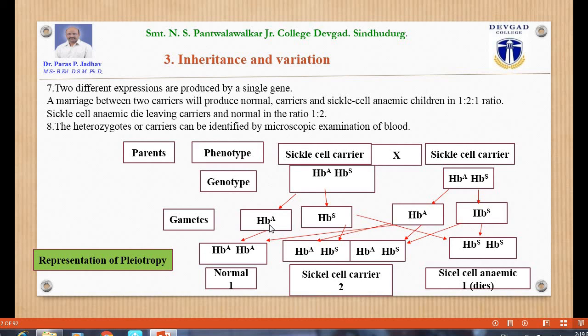Then when this gamete unites with the other gamete, the resultant offspring shows HbA, HbA genotype, and this is normal because both dominant genes are present. Then when this HbS unites with HbA, the offspring shows HbA, HbS, and this is sickle cell carrier. When this HbA unites with this HbS, the offspring shows HbA, HbS, and this is sickle cell carrier. When this HbS unites with this HbS, the resultant offspring shows HbS, HbS. So both are recessive here, and this person is sickle cell anemic and dies.